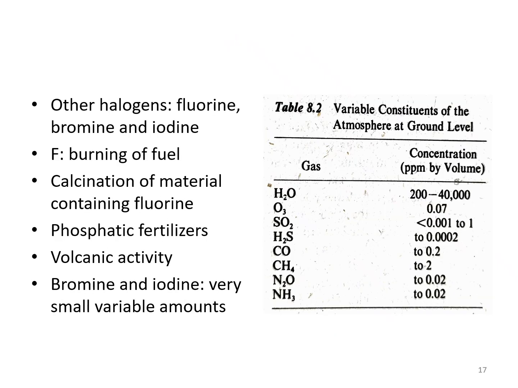Other halogens include fluorine, bromine, and iodine. They have also been detected in the atmosphere, and fluorine is probably put into the atmosphere as an industrial contaminant, which is liberated by burning of fuel and calcination of material. Fluorine-containing gases are released in the manufacture of phosphatic fertilizers from rock phosphates, which always contain some fluorine-bearing apatite. This fluorine has also been released through volcanic activity, and bromine and iodine are released into the atmosphere in very small variable amounts.